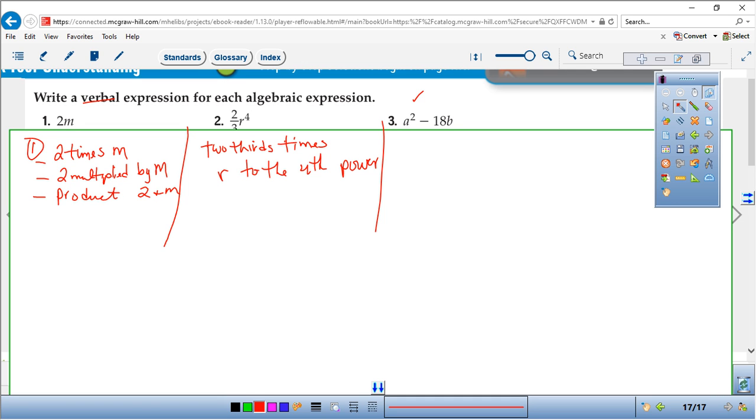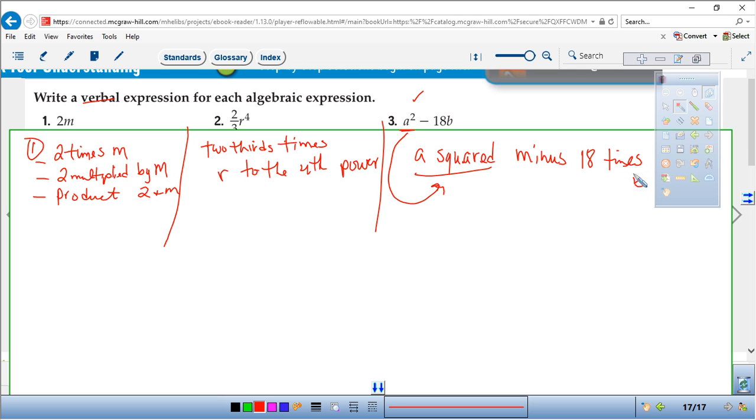Tristan, good job. I like Leah's and Christopher's answer. They put A squared. Perfect. A squared means this part. Perfect, guys. That's awesome. I'm glad you see that. Minus 18 times B. Okay, so hopefully y'all can hear me.